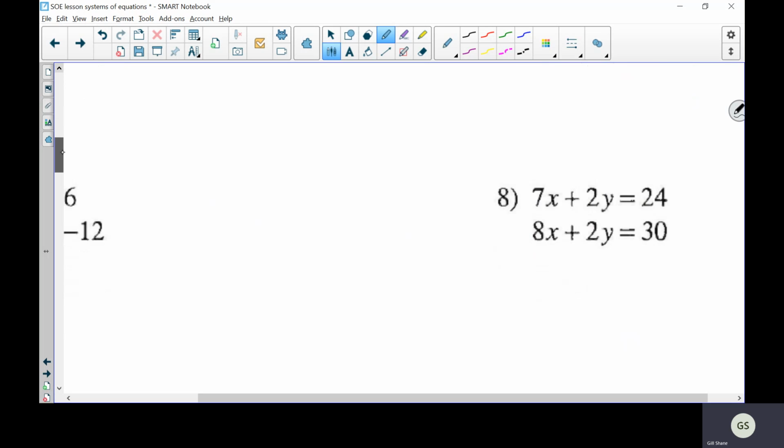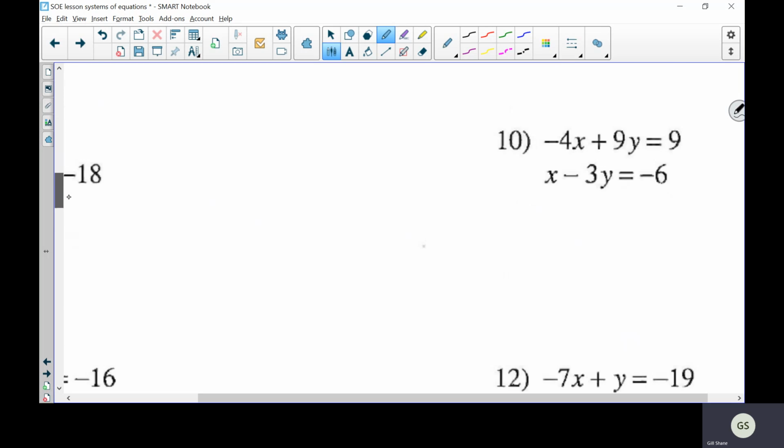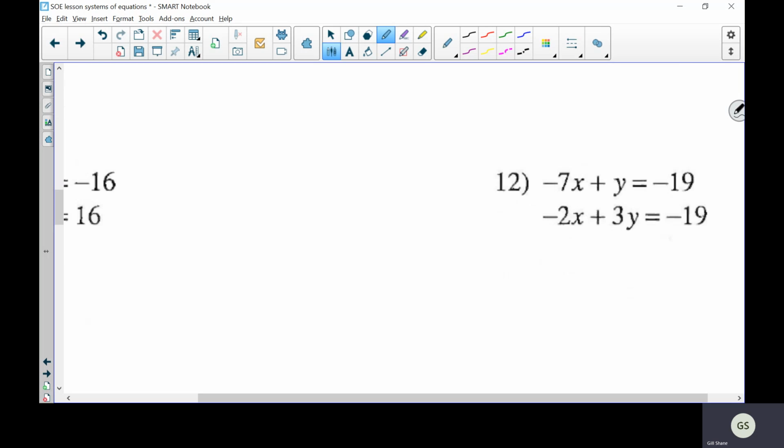And sometimes you might have the same number already, like here. We just need to change the sign of everything in one of the equations. So either -7, -2, -24, or we could have changed the sign of all of those, and then we would have had opposite signs here because we already had the same number. Sometimes, though, you're not even going to have the same number. Like number 12, we don't even have the same number yet in front of a variable. So that's a two-step process.